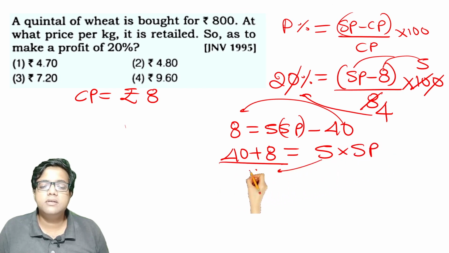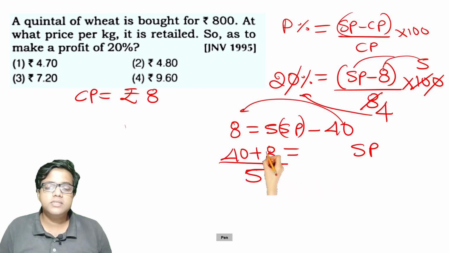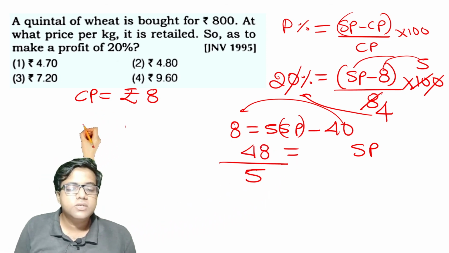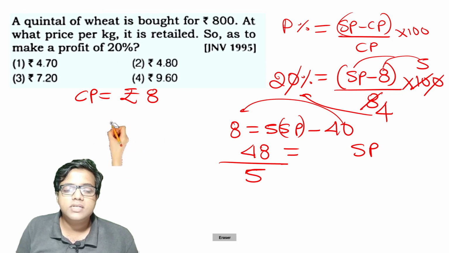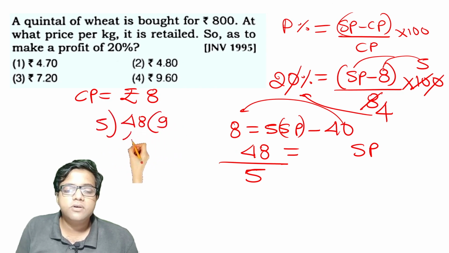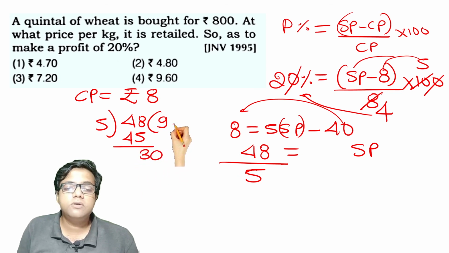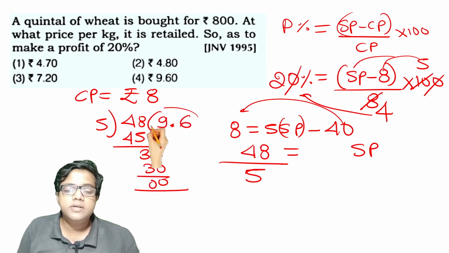5 will go down here, so you're left with only SP. 40 plus 8 is equal to 48. So selling price is equal to 48 by 5, right? So let's divide this. 48 divided by 5. 5 9s are 45, and 8 minus 5 is 3. So you will keep a 0, you'll keep a point. 5 6s are 30. Remainder is 0. So 9.6 rupees.